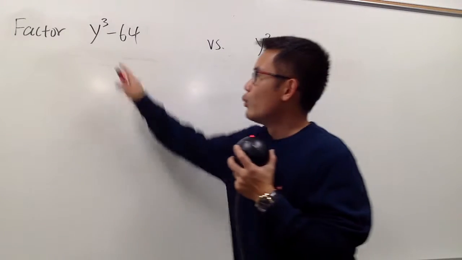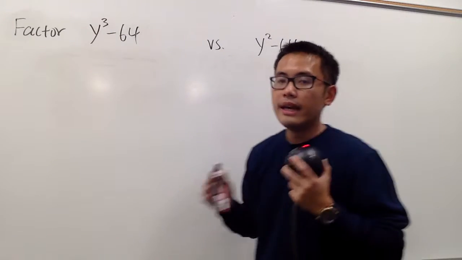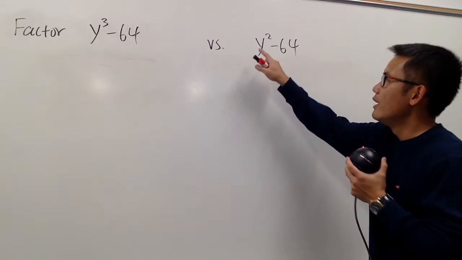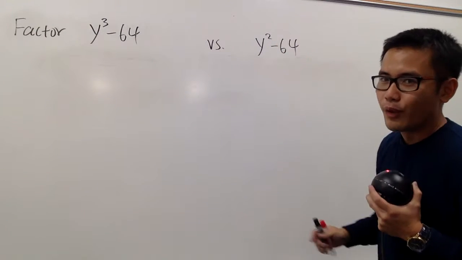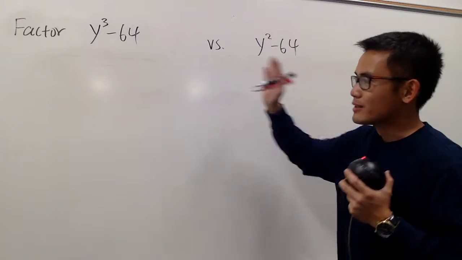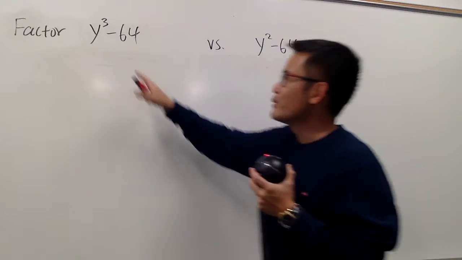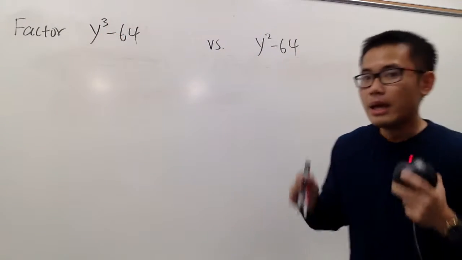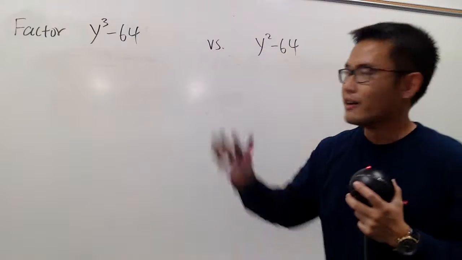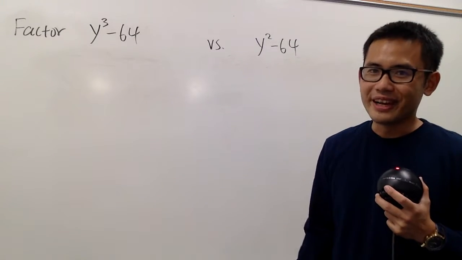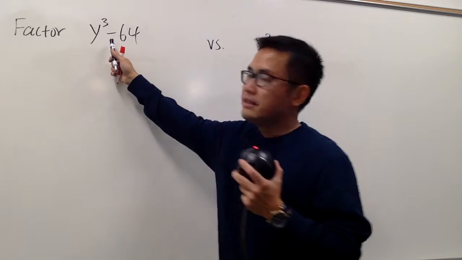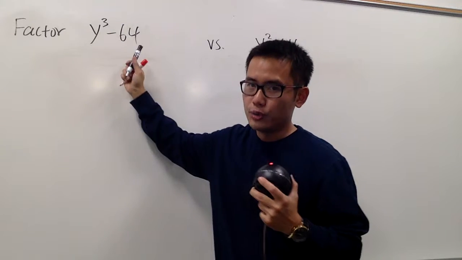Okay, we're going to factor y to the third power minus 64, and also we are factoring y to the second power minus 64. As we can see, they look so similar, but you notice that the powers are different. Be sure we use the right formula for the according situation, okay? For the first one, this is a difference of 2 cubes.